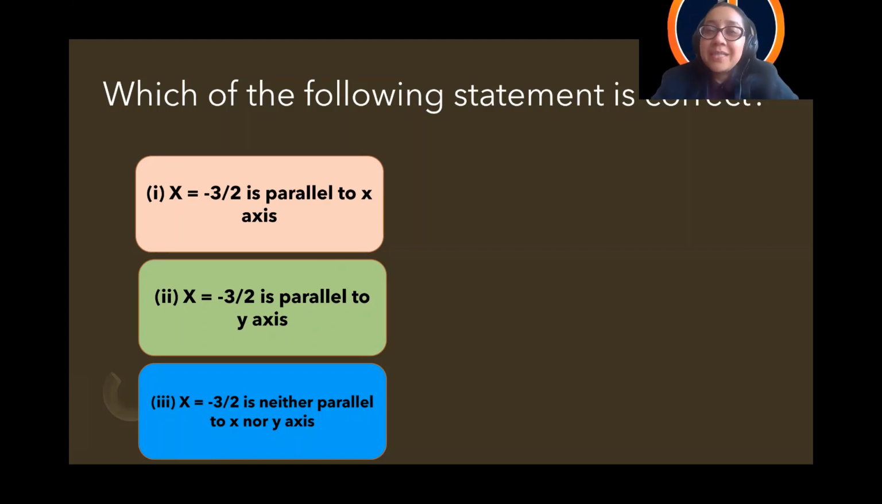Never be afraid to make mistakes. Learn from your mistakes. Okay, well done. I think that you have answered it correctly: x equal to minus 3 by 2 is parallel to the y-axis, because x equal to a constant means it is parallel to the y-axis.